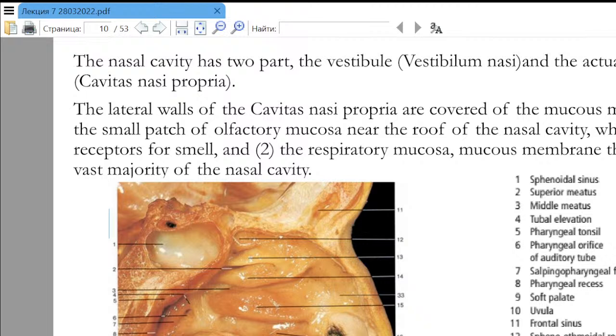Hard palate. And you see a special orifice. This is the pharyngeal orifice of the auditory tube. This is the sphenoid bone. This is the sphenoidal sinus. This is the frontal sinus. Oral cavity, apex of nose.